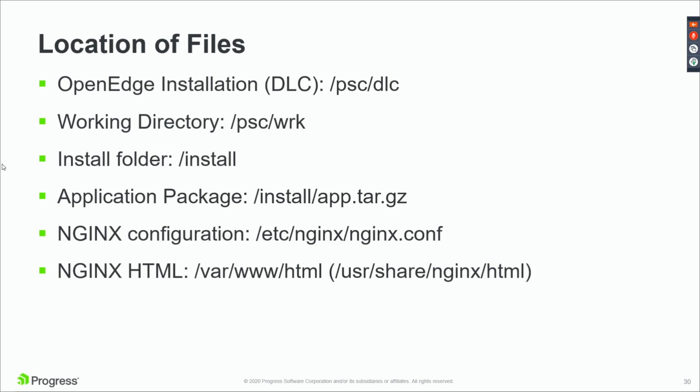Then if you look at the web machine, you have an Nginx configuration. And the location is etc/nginx/nginx.conf, and the Nginx HTML files are on /var/www/html.